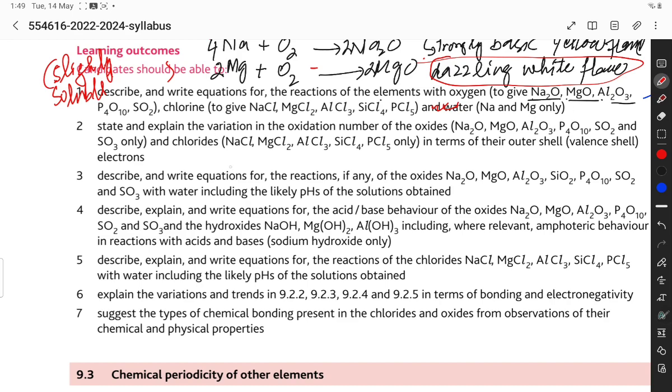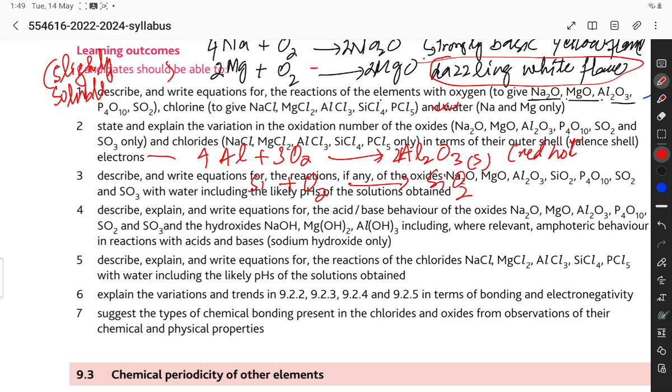And similarly, the reaction of aluminium plus oxygen to form Al2O3. Aluminium becomes red hot during the burning. Silicon plus oxygen forms SiO2. So Al2O3 is an amphoteric oxide, and silica is an acidic oxide. Both burn with a red hot flame.